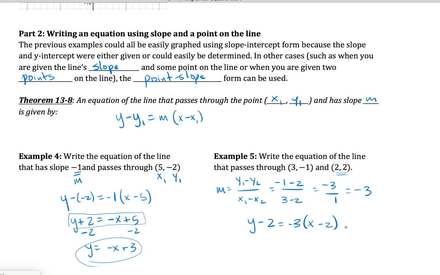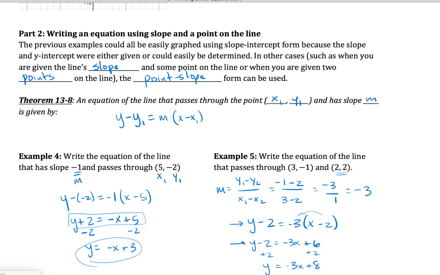And now I could leave it like this even, right? This is an okay answer if we're writing the equation of the line. I can do the distribution here if I wanted to. So I could say y minus 2 equals negative 3x plus 6. Negative 3 times negative 2 will give me positive 6. This is an okay answer. If I wanted to isolate the y, I just have to add 2 to both sides and say y equals negative 3x plus 8. Either one of these is fine.